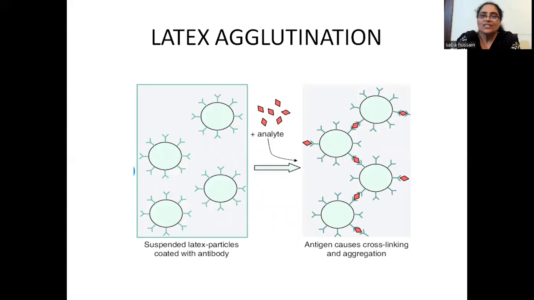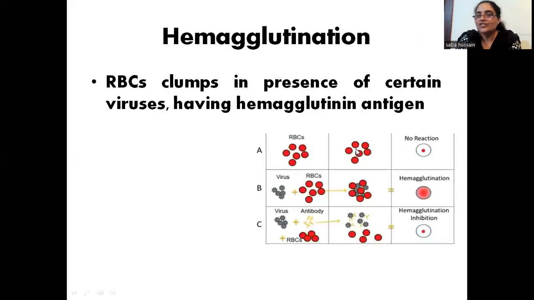Latex agglutination test, I have already explained this. This is a latex particle, and antibodies are attached on it, and then they can detect the particulate antigen. So there will be clumping and cross-linking will be caused. That is the latex agglutination test.